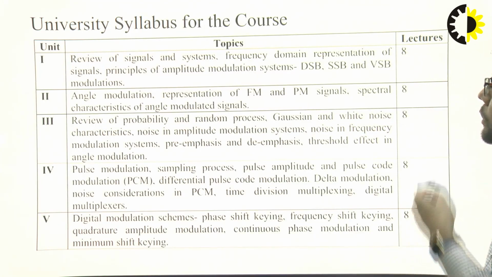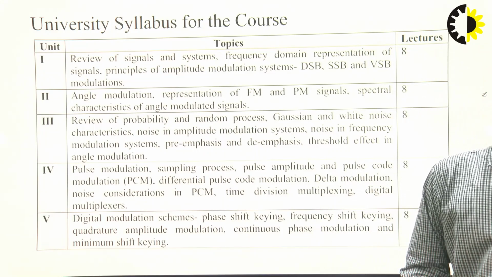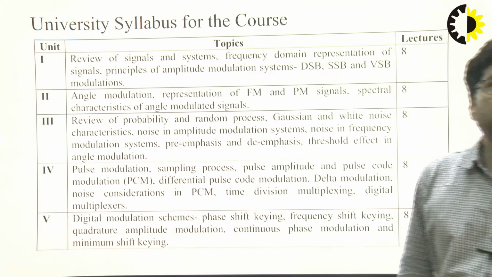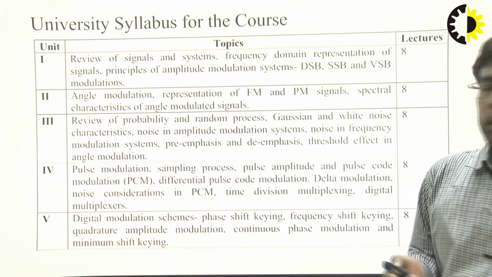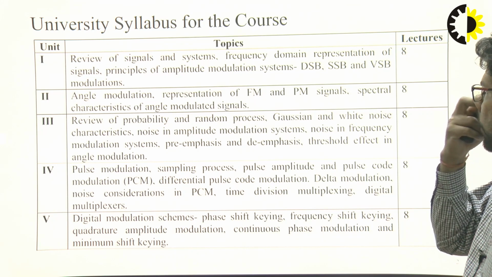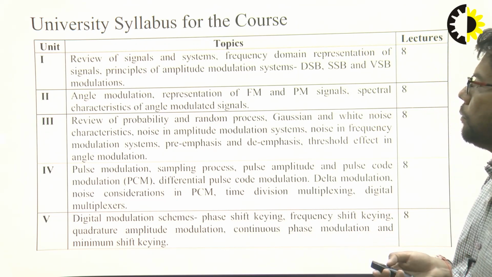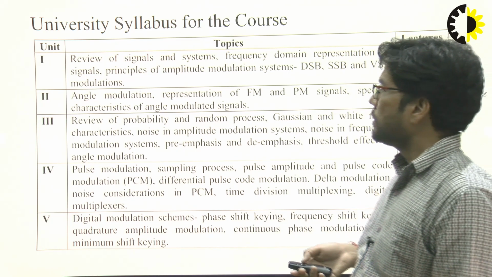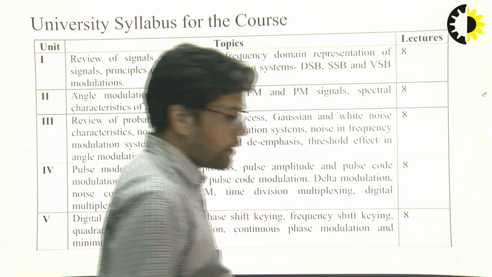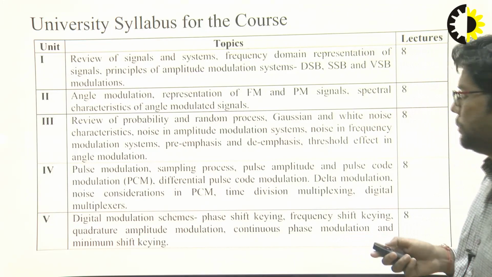So this is the university syllabus. The syllabus has five units. Frequency modulation lies in the second unit. The first unit is totally based on amplitude modulation, then angle modulation. The second and third units are based on random variables and random processes, the fourth unit is pulse modulation, and the fifth unit is totally based on digital modulation techniques such as amplitude shift keying, frequency shift keying and phase shift keying as well.